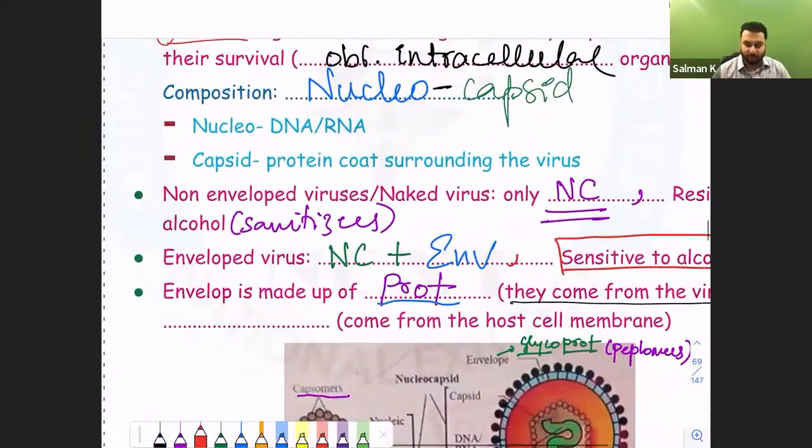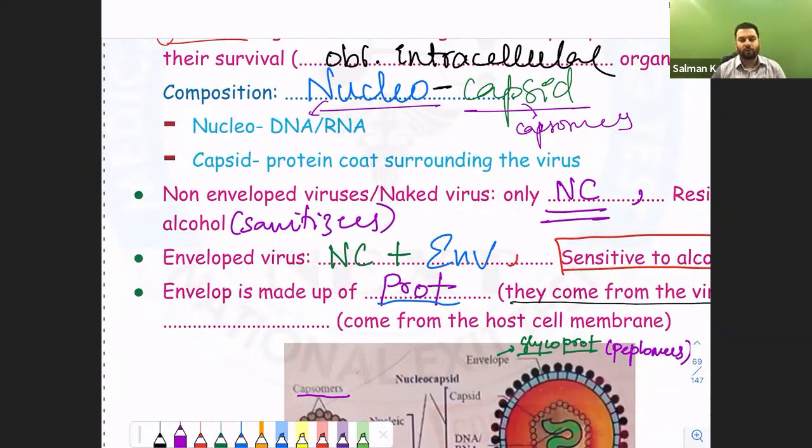What is a virus made up of? A virus is made up of a structure called the nucleocapsid. That's the word right here for you. Nucleo means the nucleic acid, like DNA or RNA. Capsid is the protein coat surrounding the nucleic acid, which is made out of proteins called capsomers. Is that clear enough, doctors? So nucleocapsid: nucleic acid is DNA or RNA, and the capsid is made of capsomers. Okay.